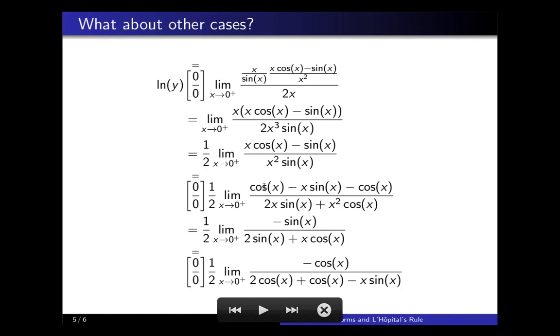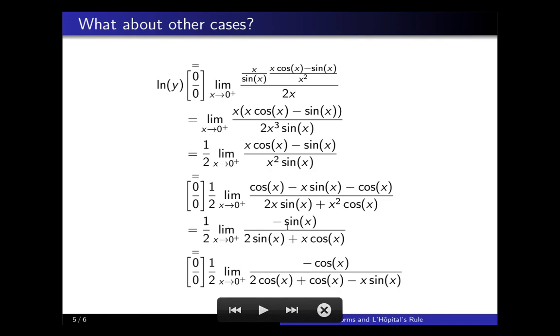What we'd see here is that the two cosines will cancel away, and then we could also get rid of these x's, and if we didn't look to get rid of those x's, we'd wind up doing much more work than we need to. So after those simplifications, we get 1/2 times the limit as x goes to 0 from the right of minus sine of x all over 2 sine of x plus x cosine of x. Unfortunately, we still see that this thing is going to be 0 over 0.